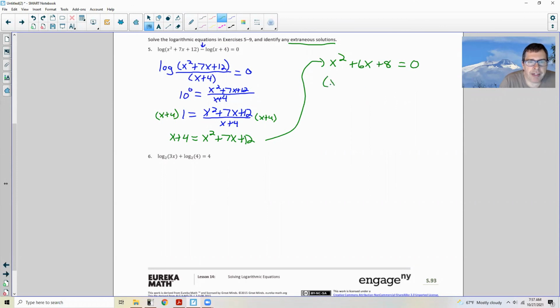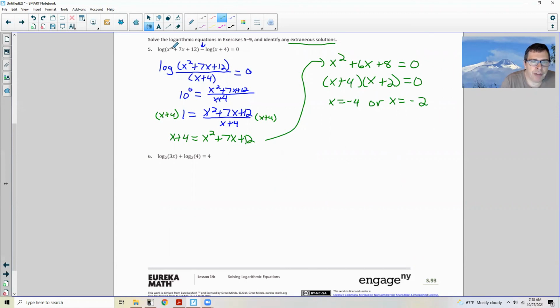All right, so I'm going to factor this. Factors of 8 that add up to 6. Well, that's 4 and 2. So my x is either going to equal negative 4 or my x is going to equal negative 2.